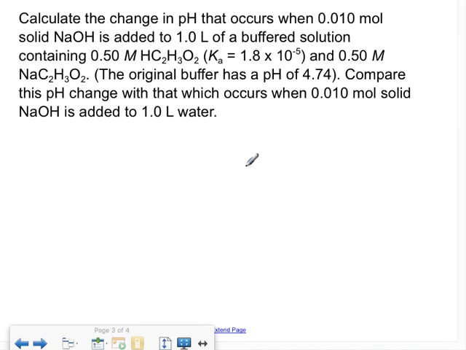Let's do another problem. Calculate the change in pH that occurs when we add sodium hydroxide to a buffer compared to the pH change when we add the same amount of sodium hydroxide to water. All right, well, let's start by finding the pH change when we add the sodium hydroxide to the buffer. So there's a lot going on here. Let's list our major species.